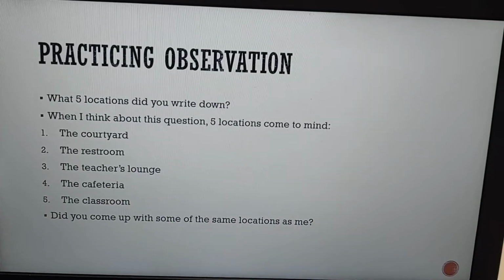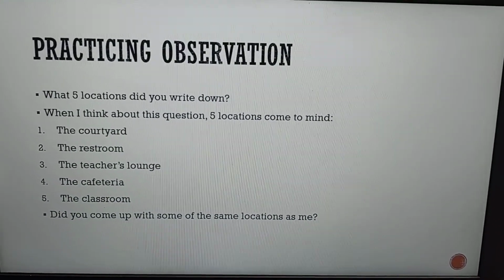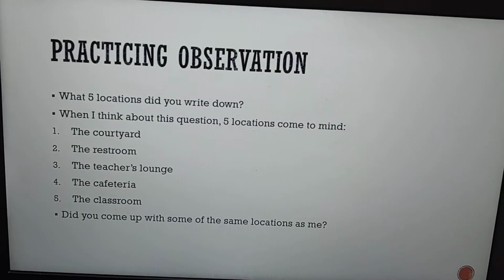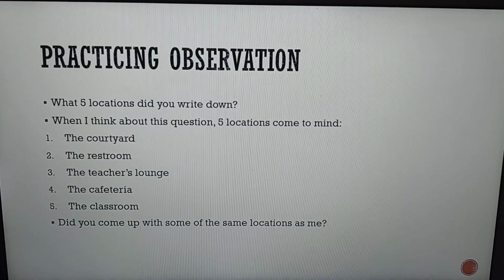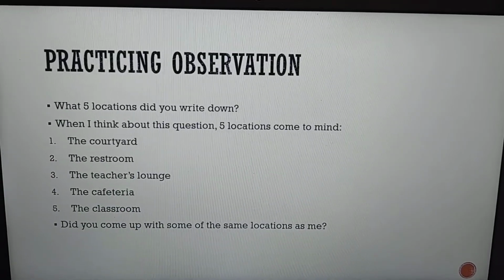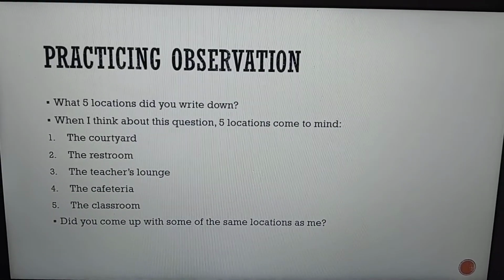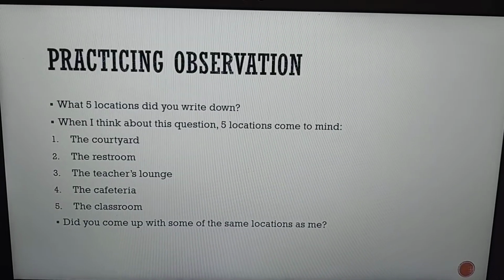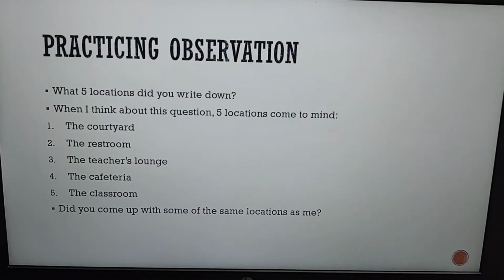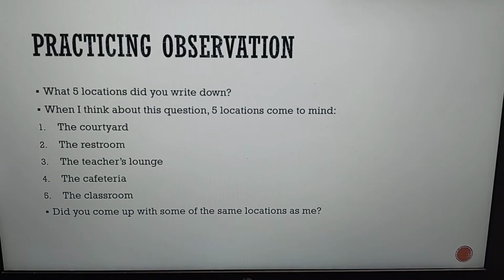What 5 locations did you write down? Well, when I think about this question, 5 locations come to my mind. The courtyard, in between the church and the school, the restroom, the teacher's lounge, the cafeteria, the classroom. Did you come up with some of the same locations as me? You probably should have come up with at least a few.